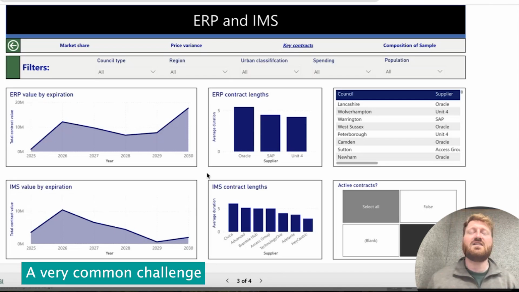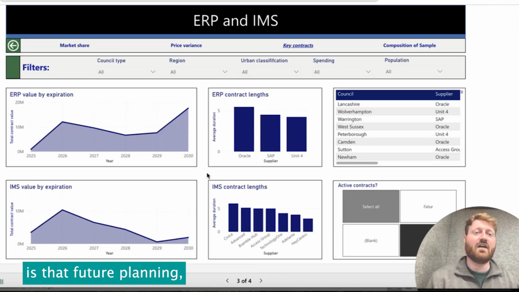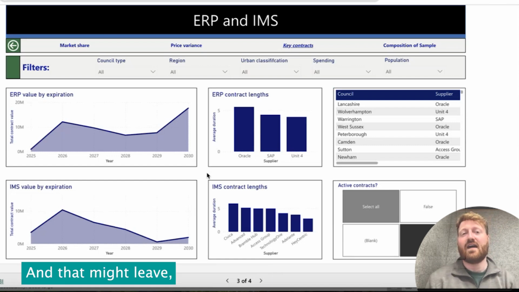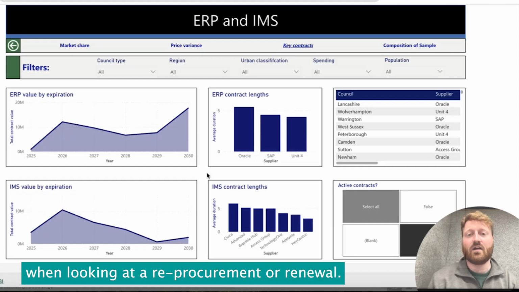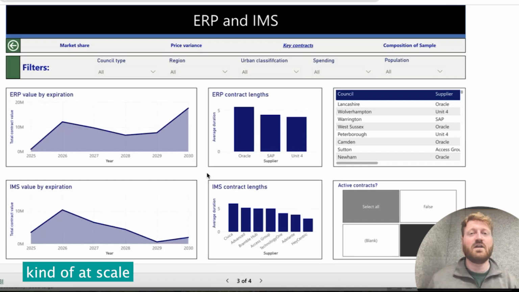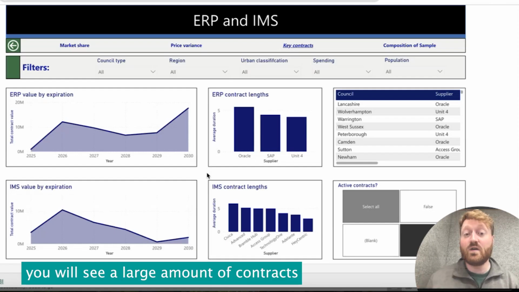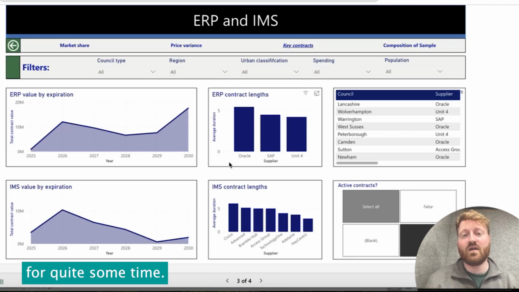A very common challenge and a very common pitfall that procurement teams fall into is that future planning for their existing contracts might come too late in the process, and that might leave commercial teams with not as many options as needed when looking at a reprocurement or a renewal. So this is trying to give that data at scale so that we can identify some of those cases across the council. But again, you will see a large amount of contracts that are running for quite some time, some as many as 10 years.